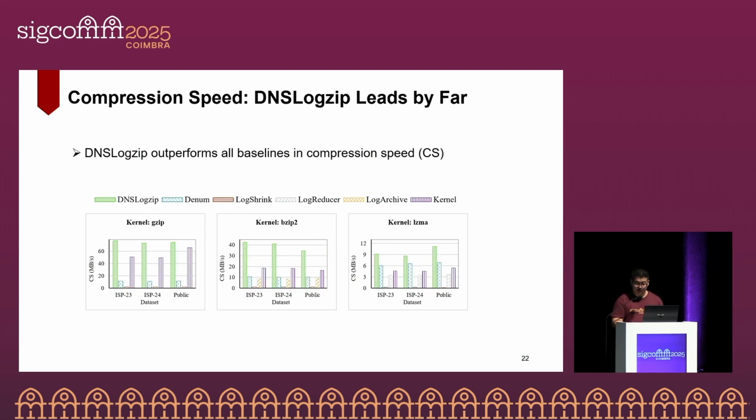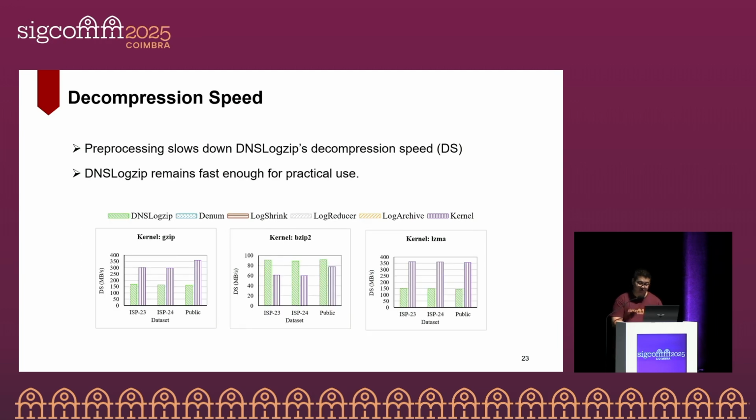DNSLogzip achieves the fastest compression speed across all datasets. It's up to 2.3 times faster than general-purpose ones and up to 530 times faster than domain-specific ones. Our decompression speed is lower than gzip and LZMA, but still fast enough. We reach around 160 MB per second with a single process, which is practical for real-time applications. The drop in speed is mainly due to extra steps like reordering and restoring addresses, but it's a trade-off worth making.